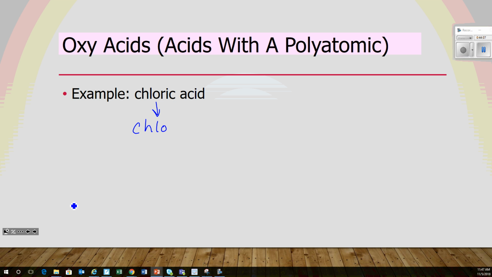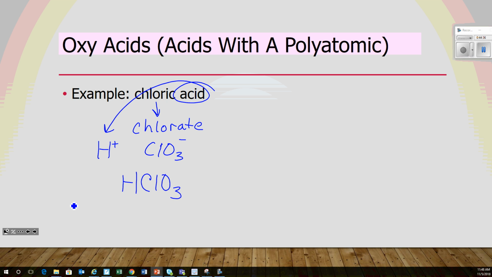What ion am I looking for? Chlorate. So find chlorate. What is chlorate? ClO3. What's the charge? -1. You have to look at these. They're in columns of charges, -1, -2, -3. Acid tells me that there is a hydrogen. I need to make sure they add to 0. +1, -1, already do. So HClO3. Everybody okay with that? Okay, let's go to the next one.